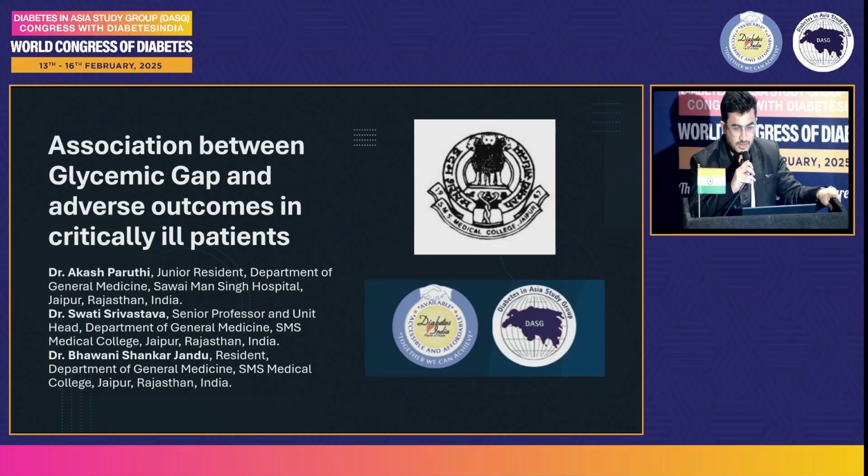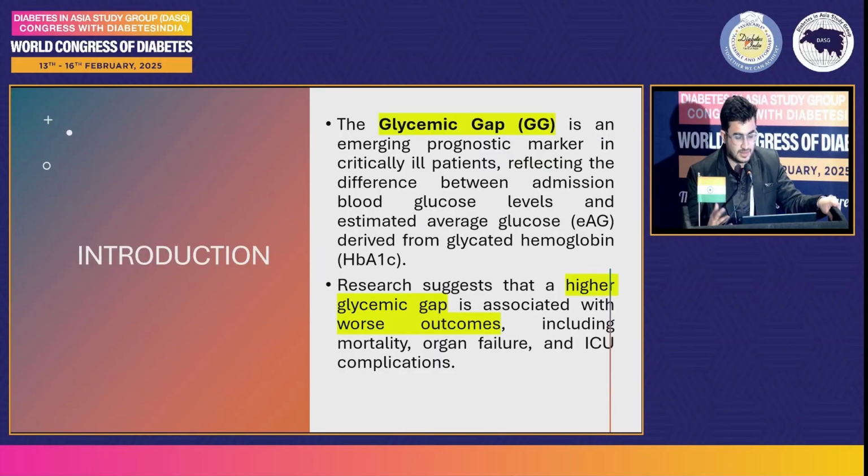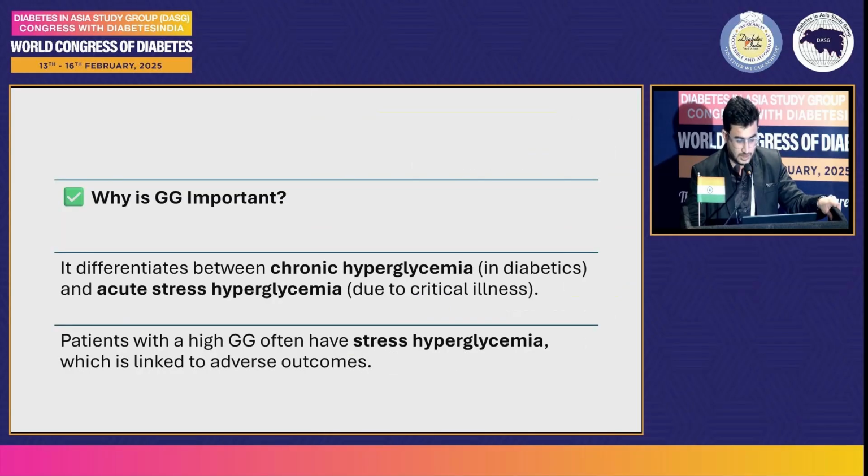Today I have got this golden opportunity to present my paper on association between glycemic gap and adverse outcome in critically ill patients. Glycemic gap is an emerging prognostic marker in critically ill patients, reflecting the difference between admission blood glucose and estimated average glucose derived from HbA1c. Research suggests that higher glycemic gap is associated with worse outcome, including mortality, organ failure, and ICU complications.